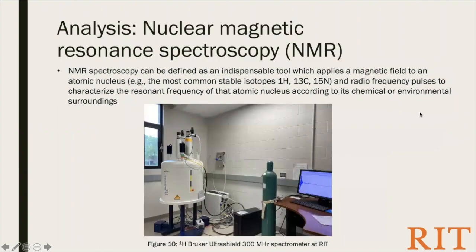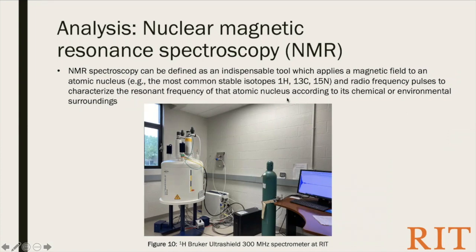Then those products were analyzed, and the first type of analysis that was performed was NMR, nuclear magnetic resonance spectroscopy. This is the NMR at RIT. This is the tool which applies a magnetic field to a nucleus, and we use the 1H, or hydrogen isotope 1, and also a radio frequency pulse, which characterizes the frequency that resonates from your product within the small tube that you place into this NMR machine.